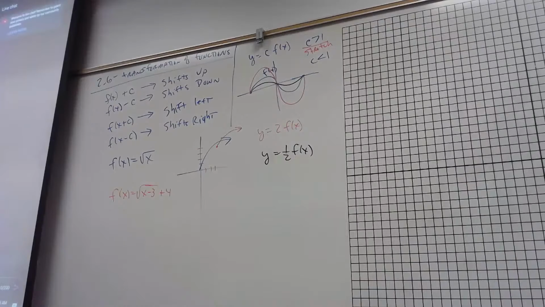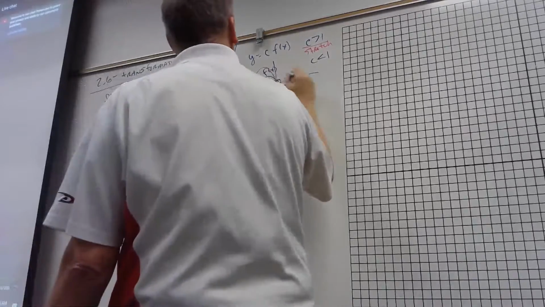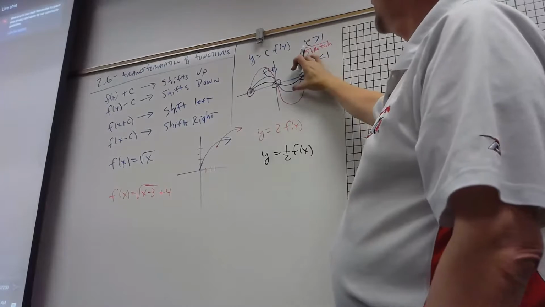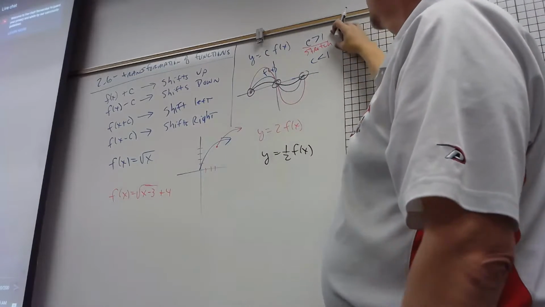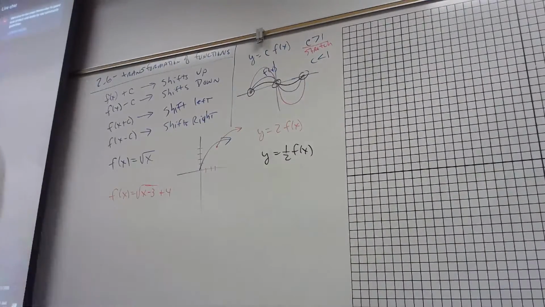Does that make sense? The points will remain the same, just the angles will be different. It's still going to intercept in the same spots as it did before. Less than 1 is going to flatten the curve, and greater than 1 is going to make it bigger.